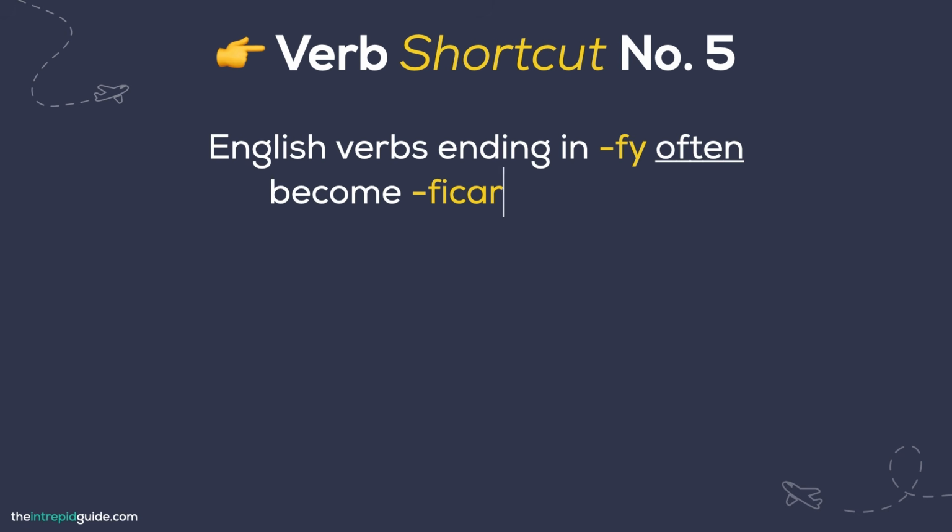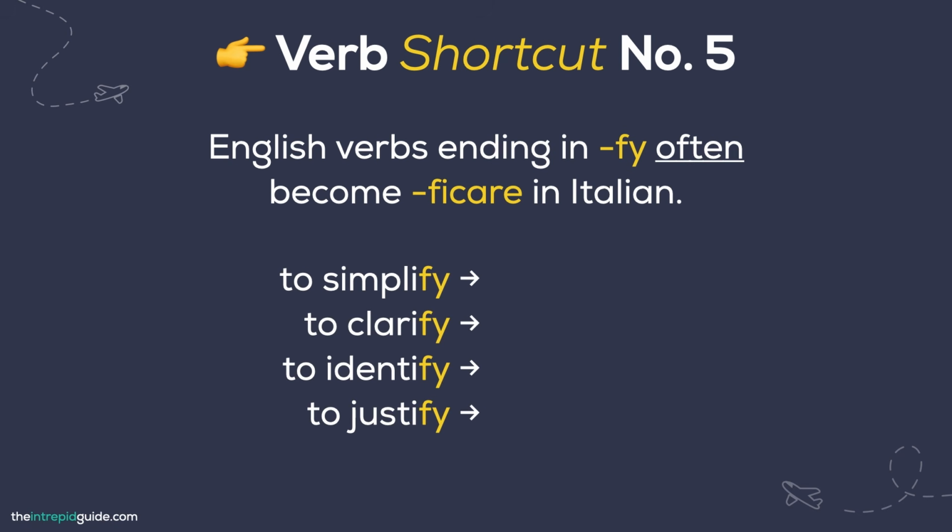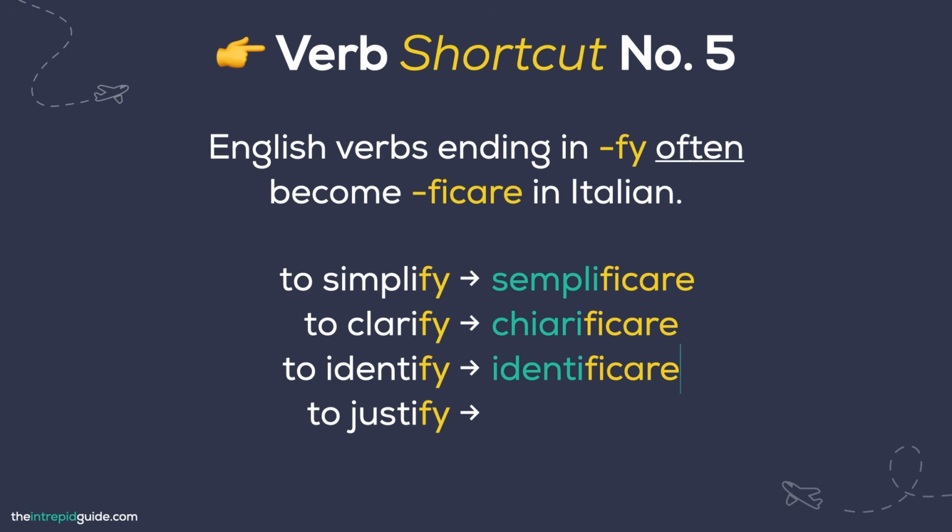Okay, let's keep going with shortcut number 5. English verbs ending in "fy" often become "ficare," F-I-C-A-R-E, in Italian. For example, to simplify becomes semplificare, to clarify becomes chiarificare, to identify becomes identificare, to justify becomes giustificare. Now, this rule alone unlocks dozens of high-level Italian verbs.